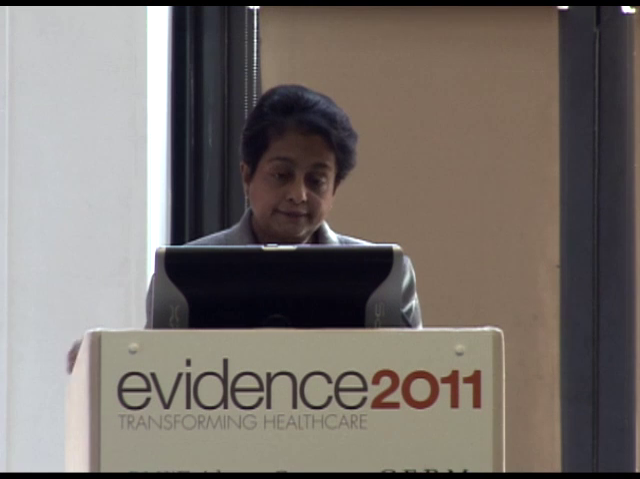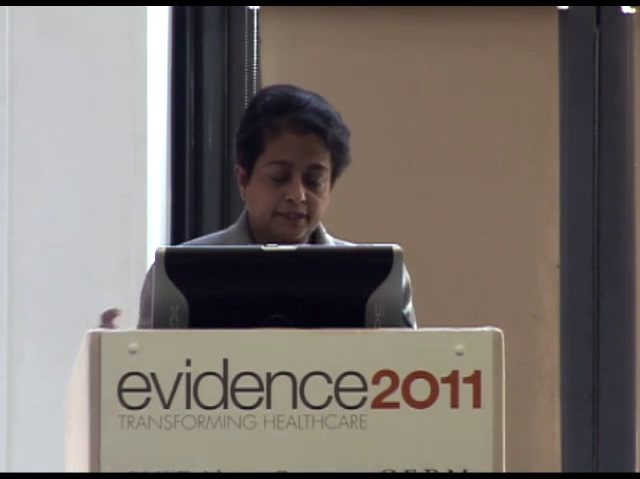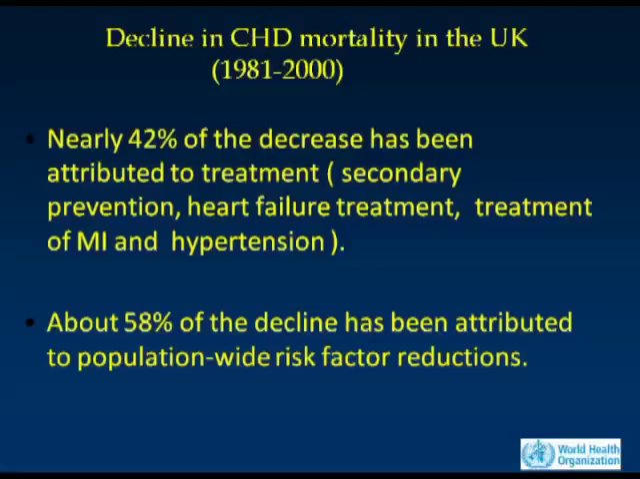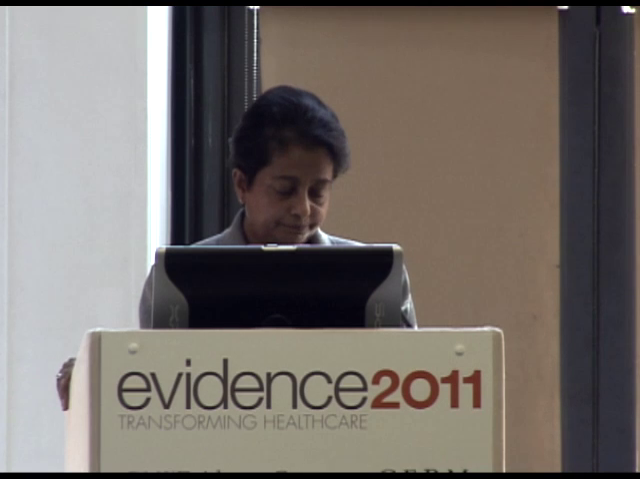In the case of the United Kingdom, again, this kind of information is available. If you look at the decline in the UK, nearly half of the decline was due to treatment: primary and secondary prevention treatment, treatment of hypertension, heart failure, MI, etc. And the other half of the decline has been attributed to the reduction in the population risk profiles.